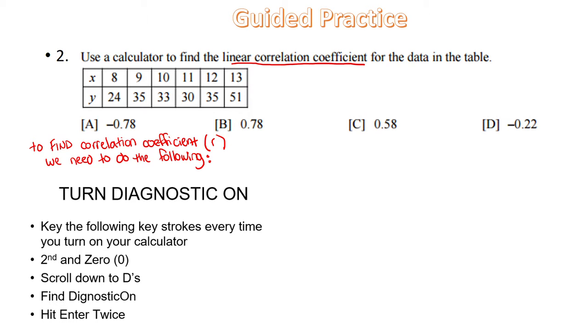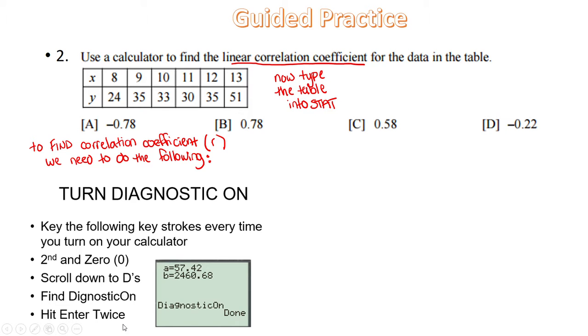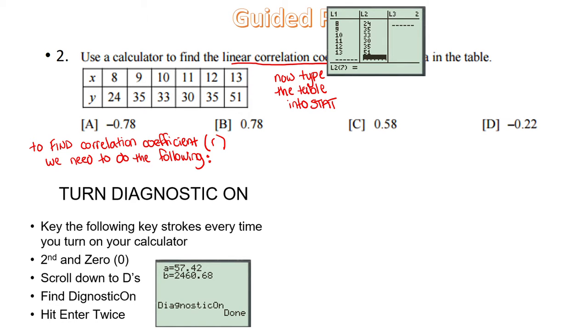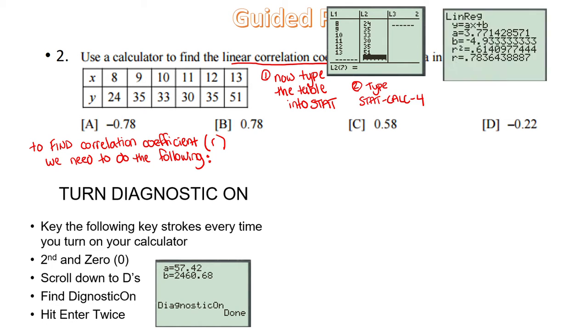So if you have a calculator at home, you need to go ahead and do this to where you see diagnostic on done. Otherwise, there is no way we can figure out what our correlation coefficient is. But once you have done this and you have this in your memory that you always need to have this on, then you're just going to type in the stat like this, stat calc 4 like this.